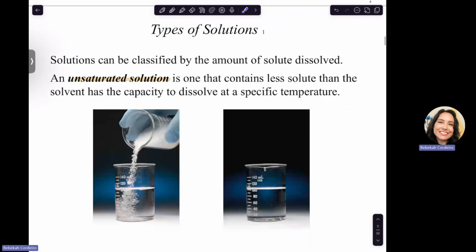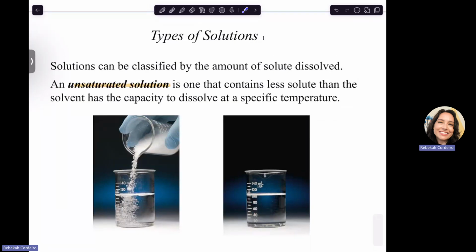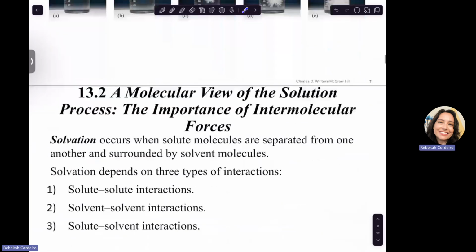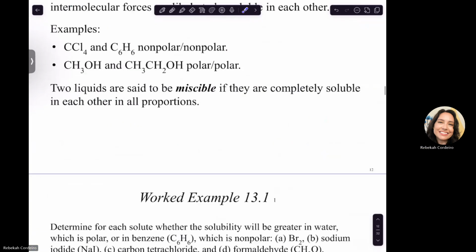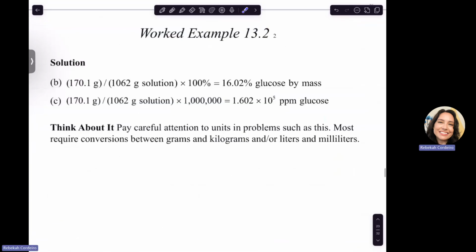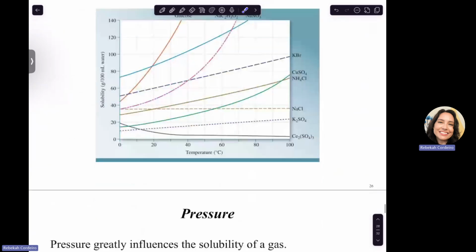So there are three different types of solutions, and we'll talk about them mainly with solid and liquid. In chemistry, we do a lot of solid in liquid solutions. So first you have unsaturated. Unsaturated means there are, let me just show you the graph first. This is coming a lot later, solubility.